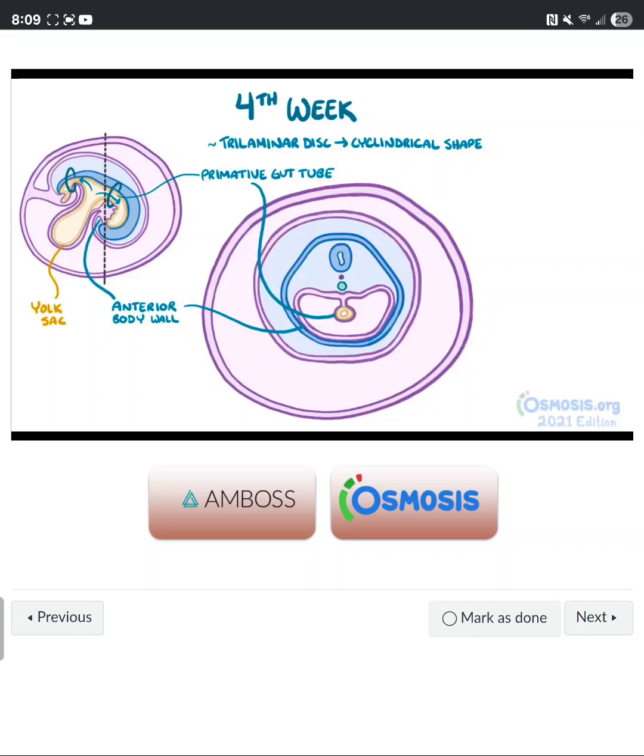But there's still the yolk sac poking out in the midsection. At this point, the dorsal portion of the yolk sac has become a part of the gut tube, while the connecting stalk between the yolk sac and the gut tube is renamed the vitelline duct.